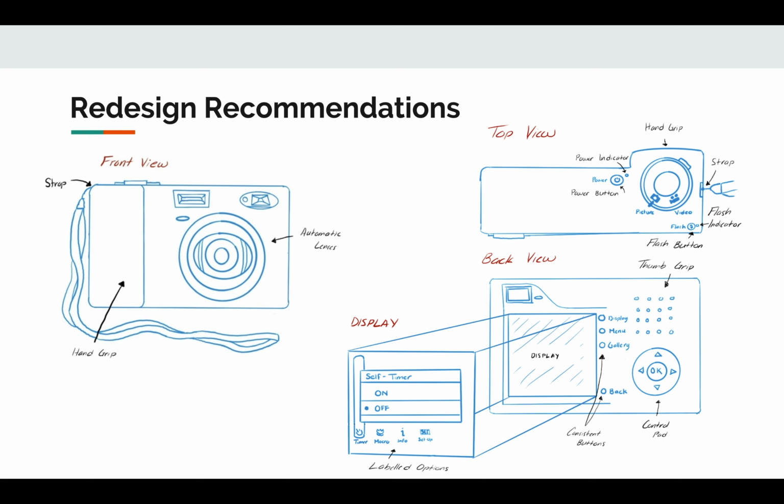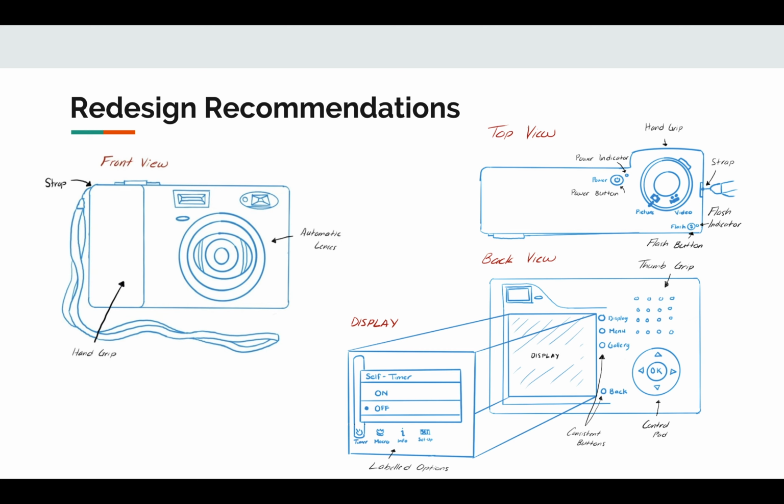For the front of the camera, we removed the slider and made the lens automatic to remove any confusion when turning on the camera. We also moved the hand strap up so we can add a hand grip for maximum comfort. On the top side, we added the more universal power button with an indicator so the user is for certain that the camera is on or off, and the flash button with an indicator was added near the user's thumb so the user won't have to navigate the menu for a common task.